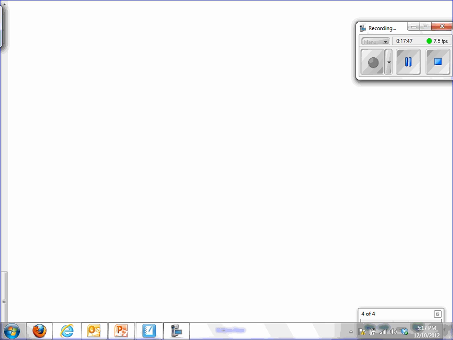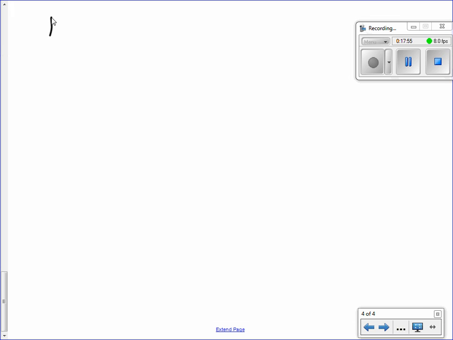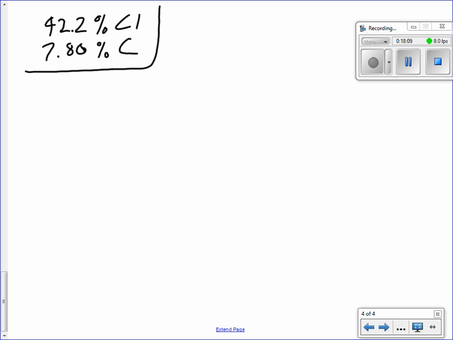Okay, so I want to give you guys one more example problem for you to work through to see if you can do it by yourself now. So let's say you're given 92.2% chlorine, 7.80% carbon. So these are the results from the lab. It's your job to identify the empirical formula by doing the calculations that we just did. So go ahead and pause the video, work through the problem, and then I'll give you the answer.